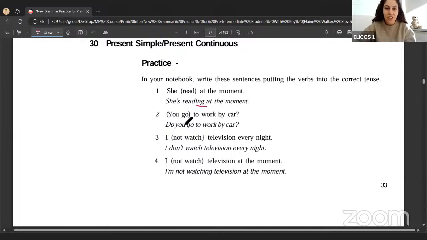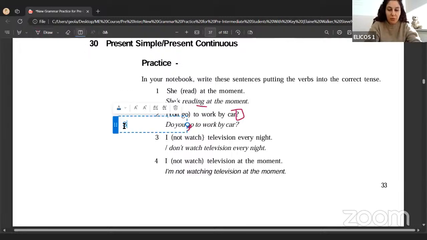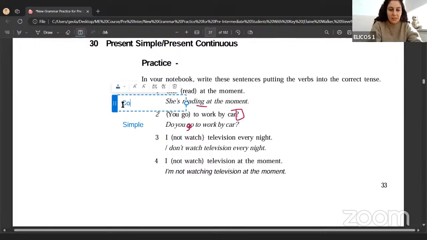Continuous, I can see the ing. Number 2, we need to make it a question. So do you go? That's meant to be a G. Do you go to work by car? Asking about someone's routine. How do you go to work every day? Do you go to work by car? This is in the simple. You should be able to see these grammar rules. This is the simple, and this was the continuous.